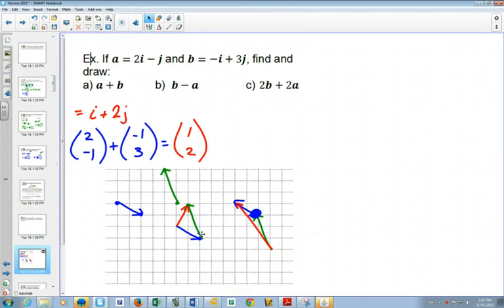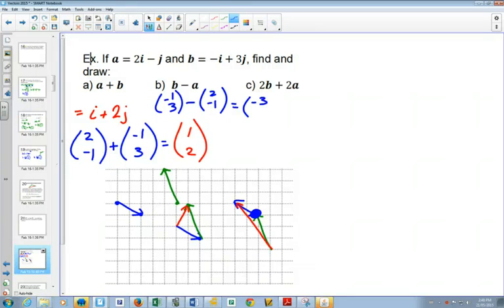Now, with the mathematics here, we start with B, which is negative 1 and 3. And if we subtracted A, which was 2 and negative 1, we're going to end up with negative 3, which is what our red arrow shows, and up 4.